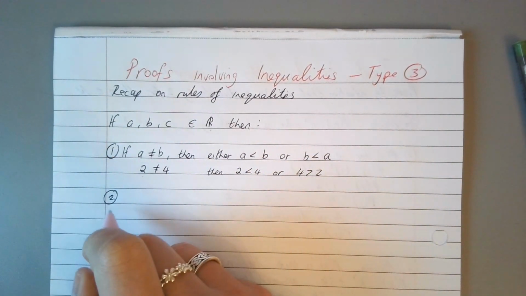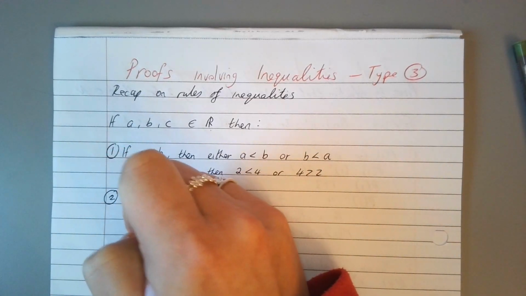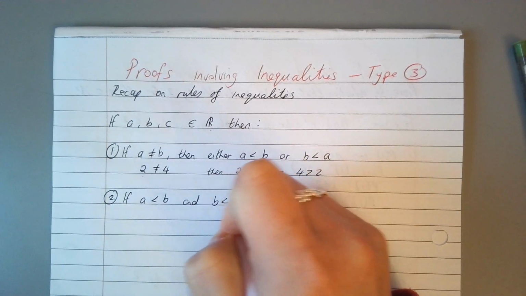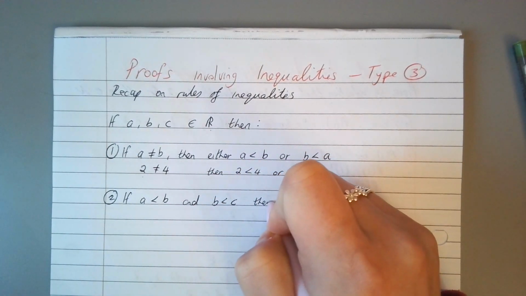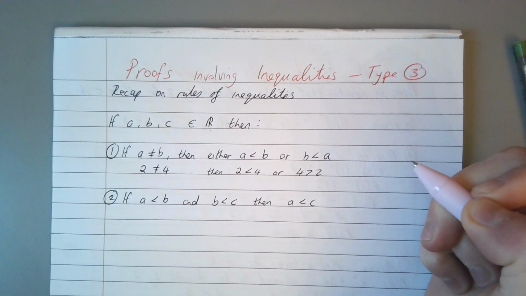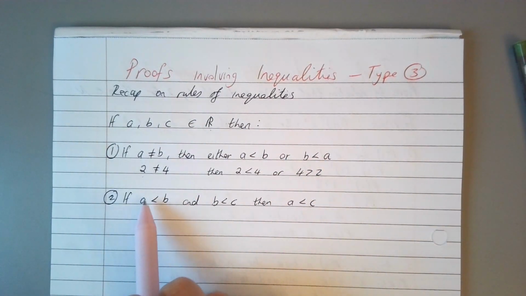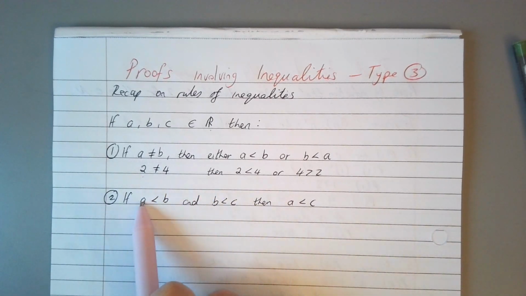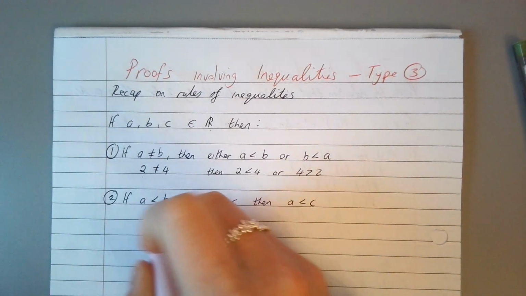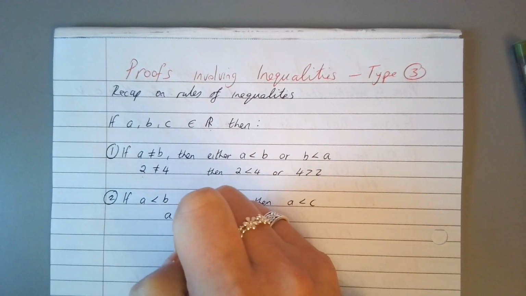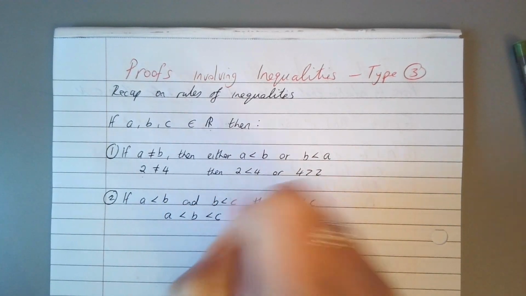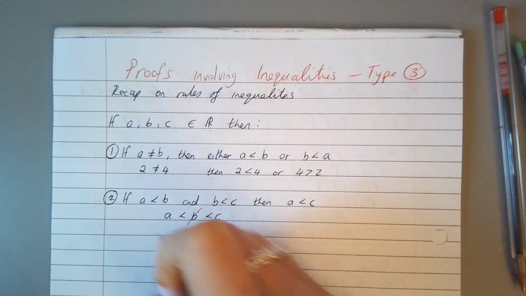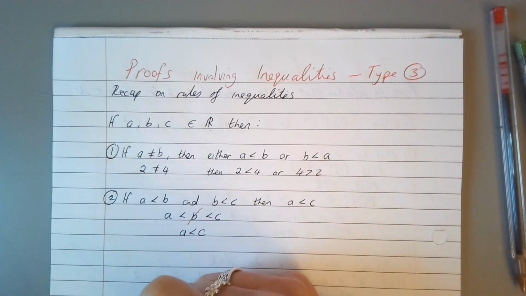Okay, 2 then, if A is less than B and B is less than C, then A is less than C. So if one number is less than another and that number is less than another number, then the first number is less than the last number. So if we put it together, A is less than B, B is less than C, we could cross out the middleman and we'd be left with A less than C.